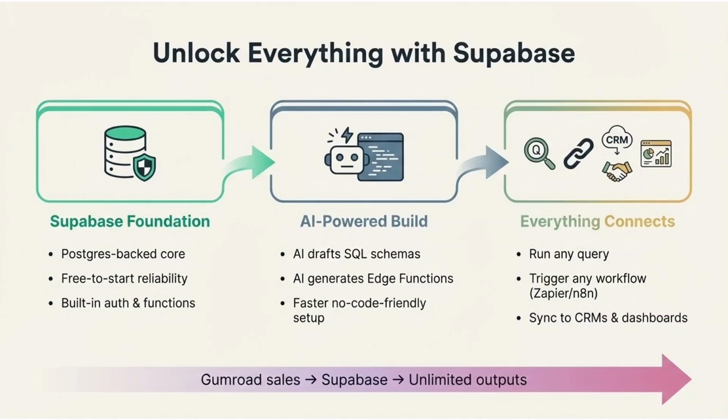Basically, with Supabase, you get all the powers of a fully functional database, custom queries, workflow automation, richer analytics. You can power a lot of downstream use cases. You can break free of many of Gumroad's limitations and actually own your customer data with AI doing the heavy lifting on the technical side.